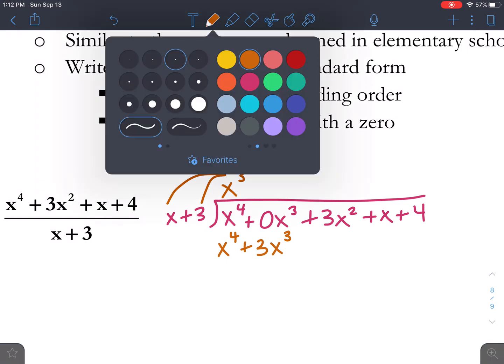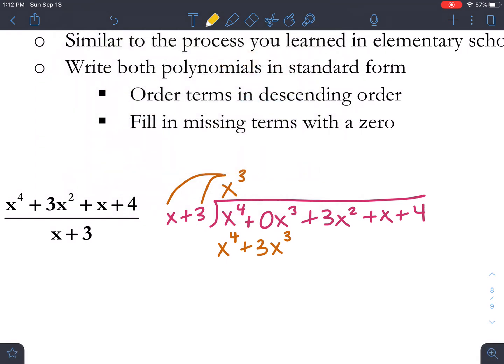The next thing you're going to do, I'm going to use a different color here, is subtract this entire thing. Typically what you'll see me do, instead of using parentheses, is change the sign, because we're subtracting each piece. So x to the 4th minus x to the 4th cancels. If your first term doesn't cancel, you should start over, because that means you did something wrong. Then I have 0 minus 3, which is negative 3x cubed. So that's fine with us. And remember, the next step that we usually do is to bring down the next term.